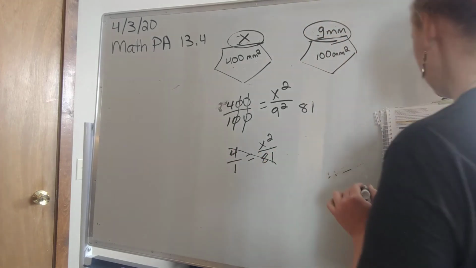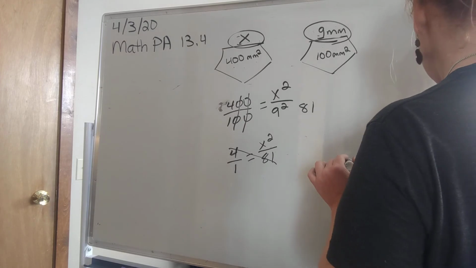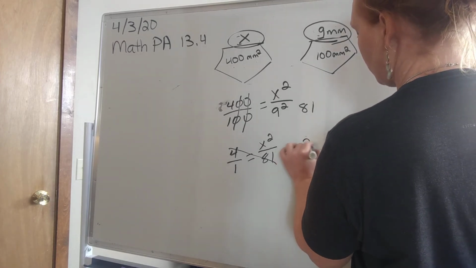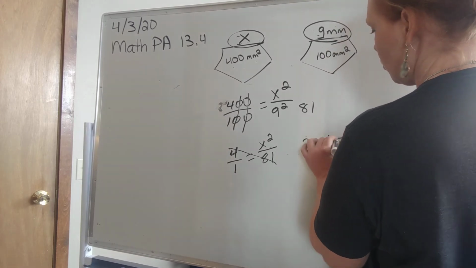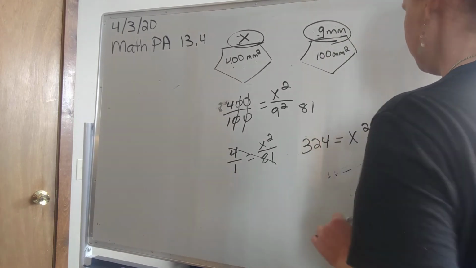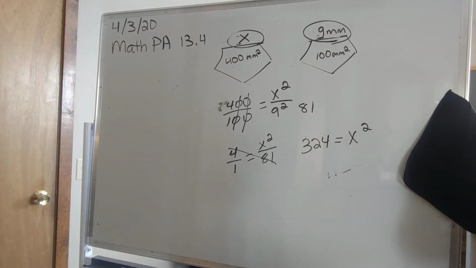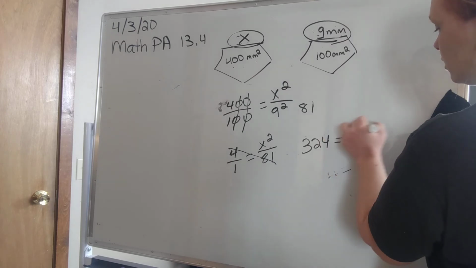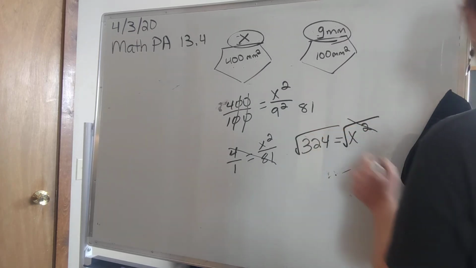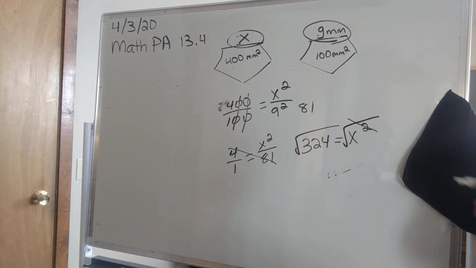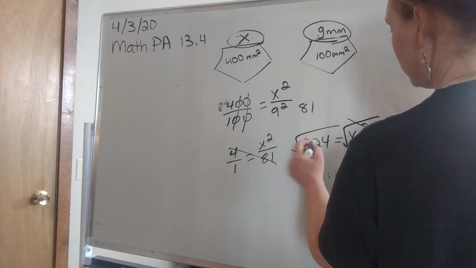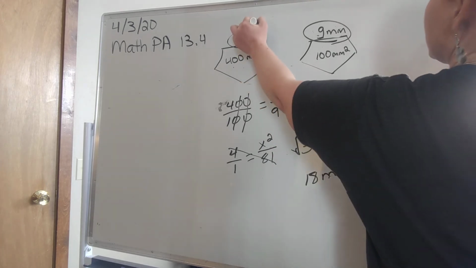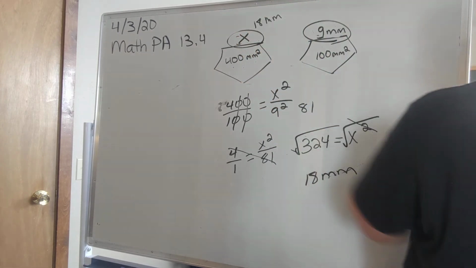Then we cross multiply, and 81 times 4 is 324. If you put that in your calculator, that equals x squared. So how do we get rid of the squared? We take the square root of both sides. The square root of 324, you can put it in your calculator, and you get 18 millimeters. So this side is 18 millimeters.